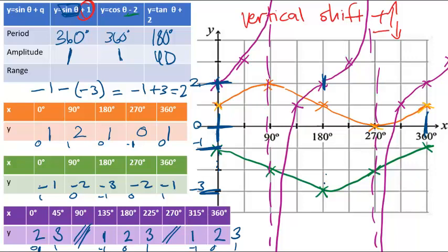Lastly, the range. On my orange graph, my lowest value here is 0. My highest value is positive 2. On my green graph, my lowest value is -3. And my highest value is -1. On my tangent graph, my range is still going to be y is an element of all real numbers.